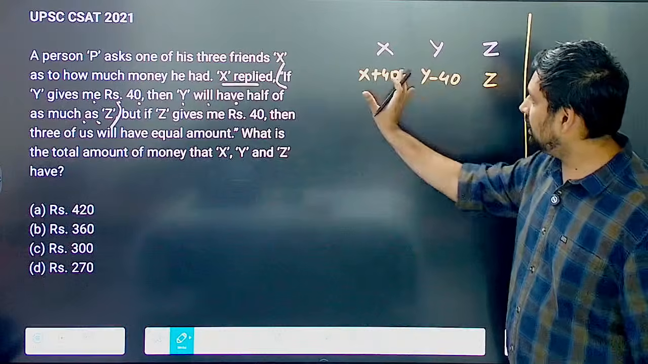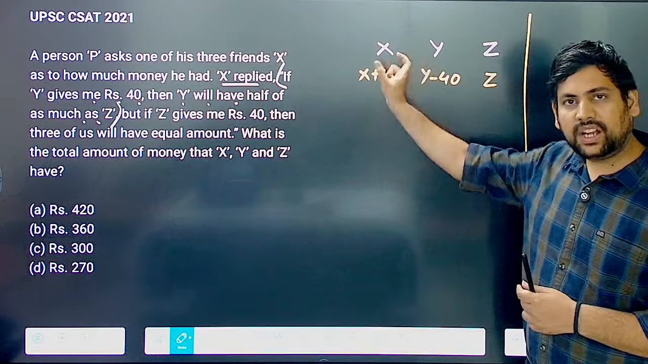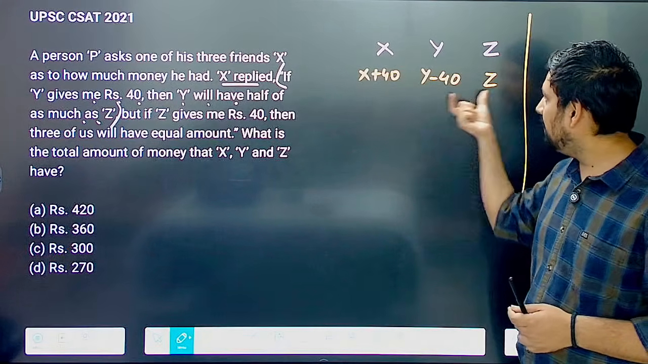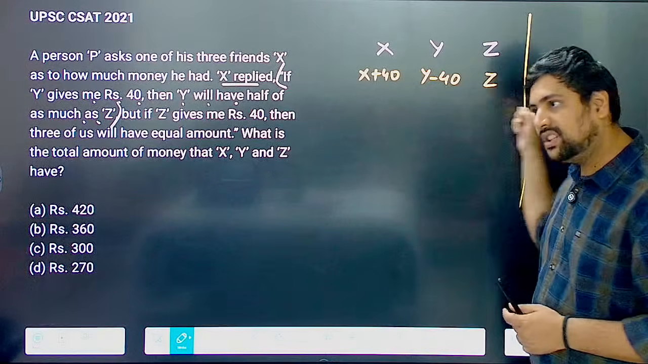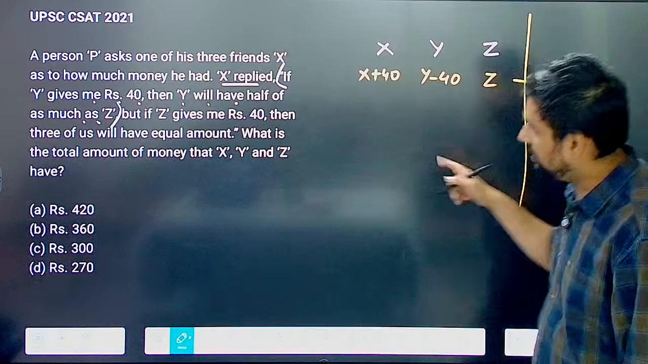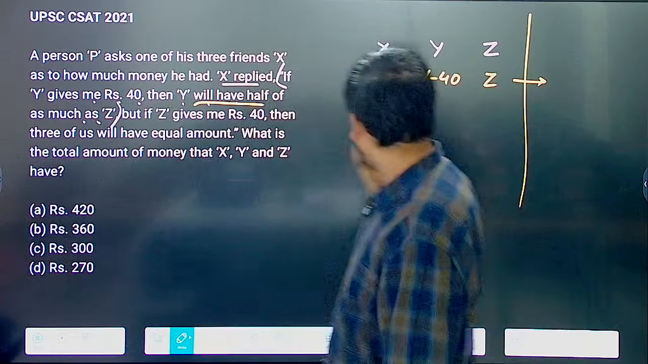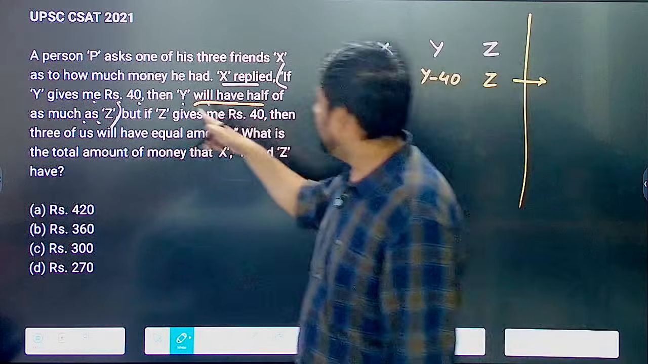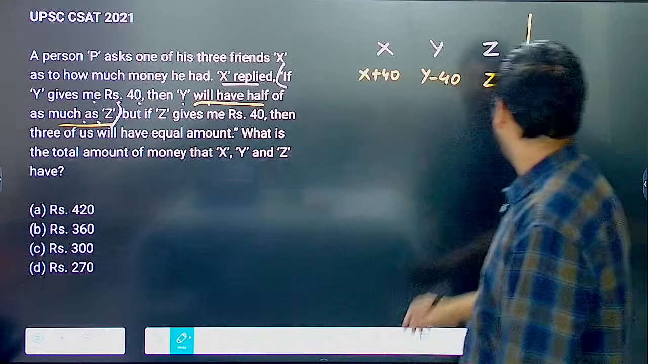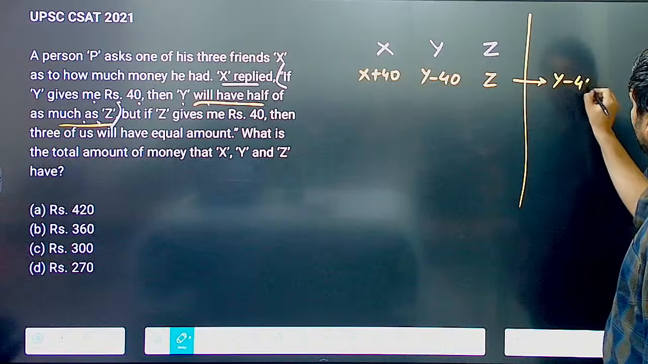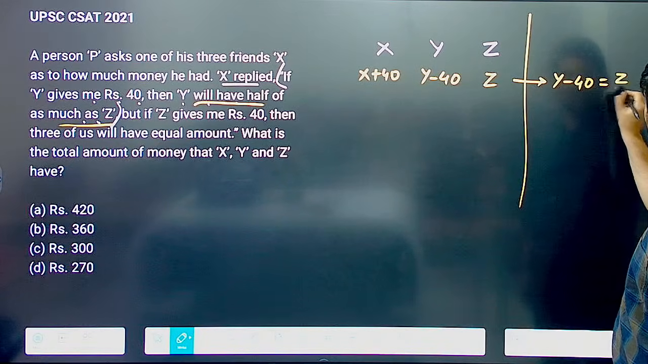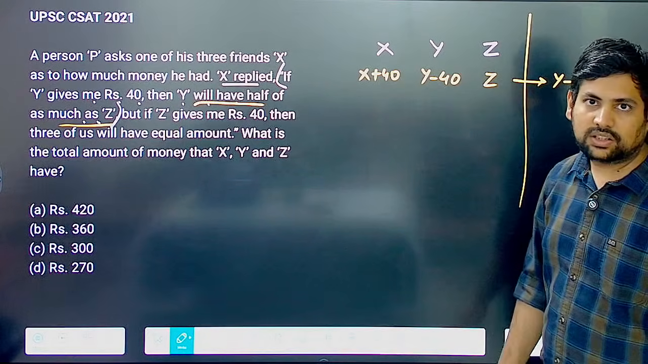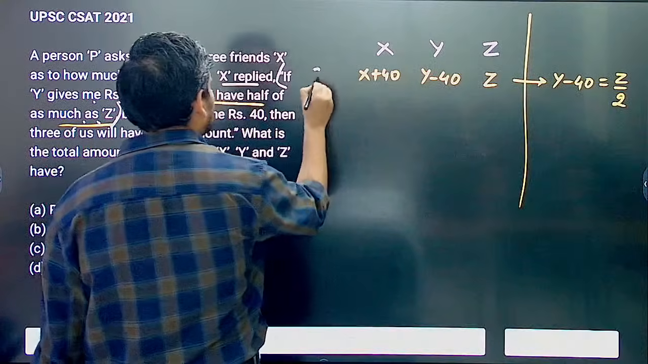Fine. Now, it says then Y will have half as much as Z. So first you write what the new variables are. So initial variables were X, Y, Z. After the first scenario, the new variables become X plus 40, Y minus 40 and Z. Now for this some equation may be given. According to the question, these are your new variables for your equation. Don't look at X, Y, Z now. Now Y will have half as much as Z. So what Y has now? Y minus 40 is half as much as Z has. Please be very careful that you don't mix up variables. This is scenario 1. So scenario 1 is done.